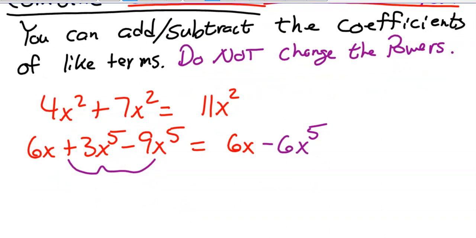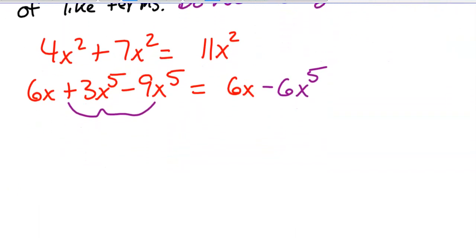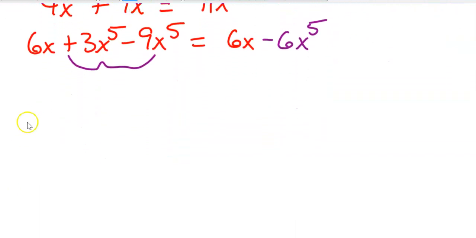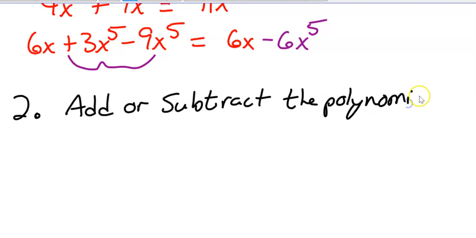Okay, so here's the main part that they'll get into when they go through this one. I was just backing up for a minute to make sure everybody's okay with the like terms. The second objective that you've got here, they may tell you to add or subtract the polynomials. And a polynomial is just an expression that has two or more parts.